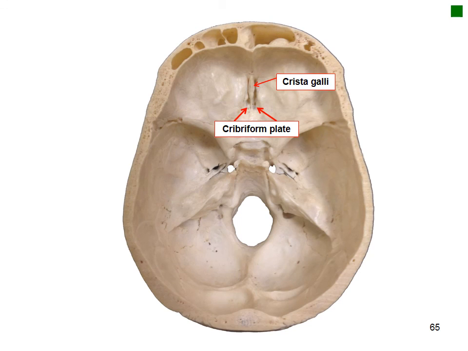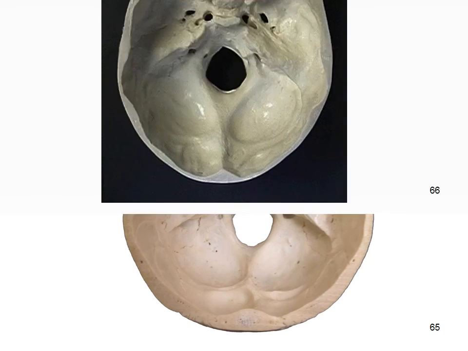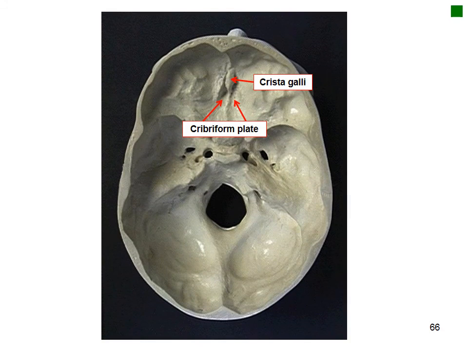This is a view of the ethmoid bone inside the skull, or in situ, the crista galli and the cribriform plate. This one does not show as well the cribriform foramina or the olfactory foramina, so we would use a picture that really clarified those holes so that you could label them. Just another view for you to look at.